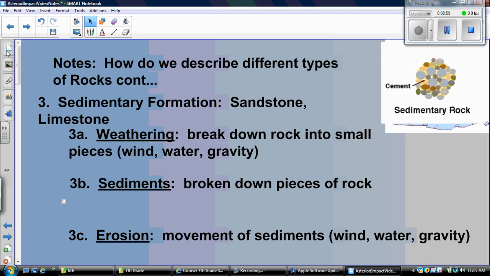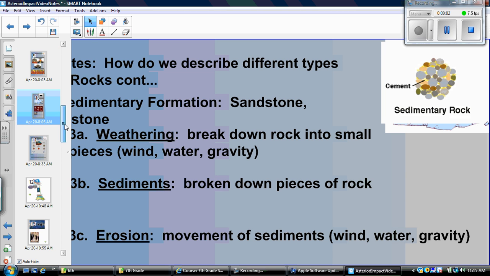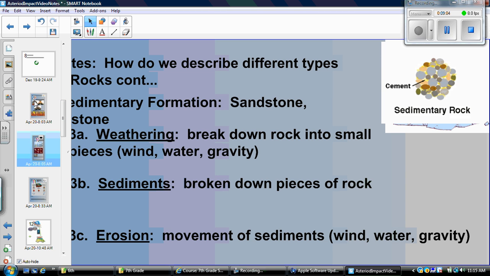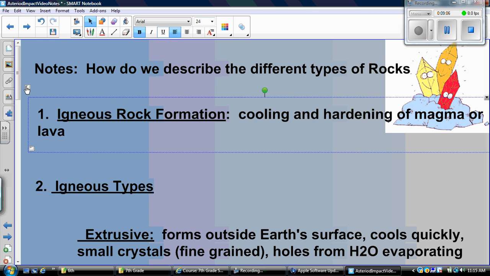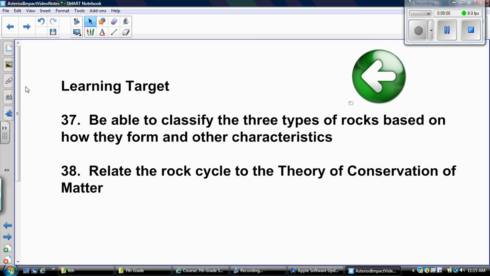Okay, so hopefully after these notes you've got, this should be a review of your different types of rocks and the rock cycle, tying it to the theory of conservation of matter.